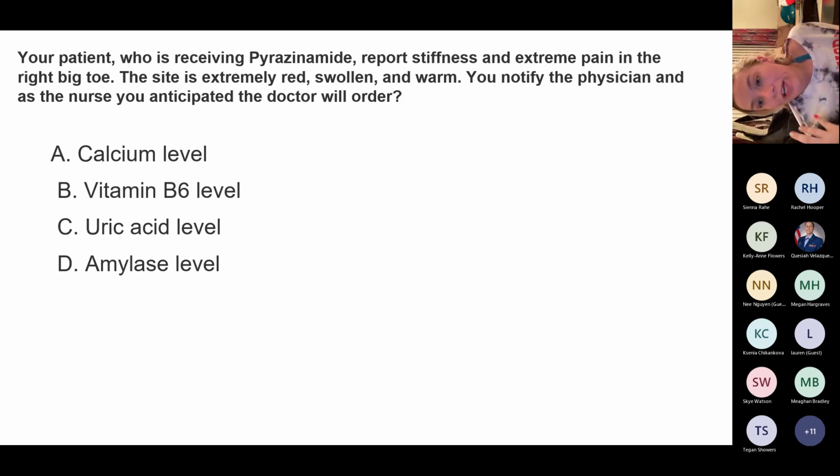Yep, we need to get a uric acid level because we know that pyrazinamide increases the uric acid levels, which worsens gout. That really bad toe pain or joint pain, or even you'll be able to actually see manifestations on the skin when those uric acid crystals build up and deposit in places.